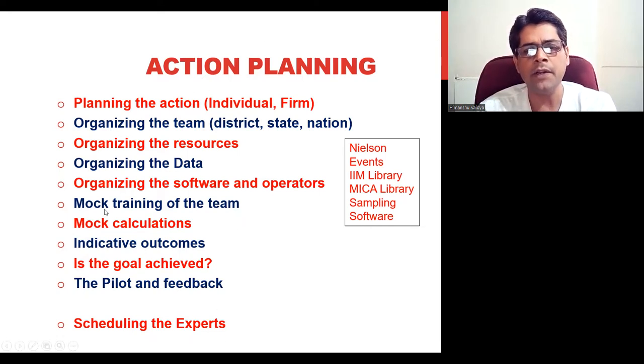For individuals who don't have a very extensive knowledge management system, they go to agencies like Nielsen or libraries like IIM or MICA library, or some places where they can sample certain softwares for free online, or they go to some events to collect ready data sources, and this helps them in doing the action planning. This is the kind of an informal knowledge management system and the tool inventory source for individual consultants.